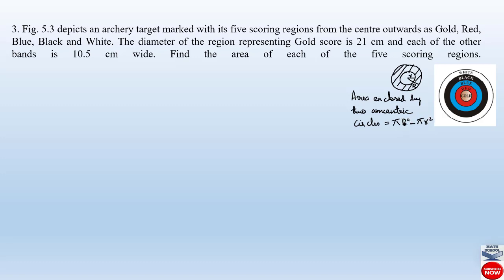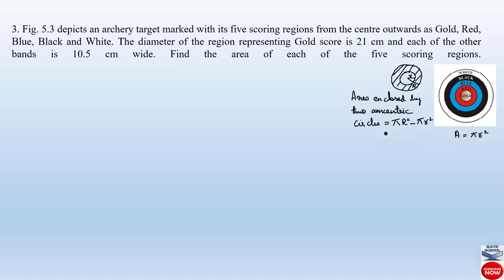So here you can observe that capital R is the radius of the bigger circle and small r is the radius of the smaller circle. So we have to take pi R square, the area of the larger circle, minus pi r square, the area of the smaller circle, which will give you the area enclosed by these 2 circles, that is this area. So this we have to find out in case of the red, blue, black and white regions. Whereas in the case of the gold region, which forms a complete circle, we will apply our normal formula for the area of a circle, that is, area of a circle is given by pi r square.